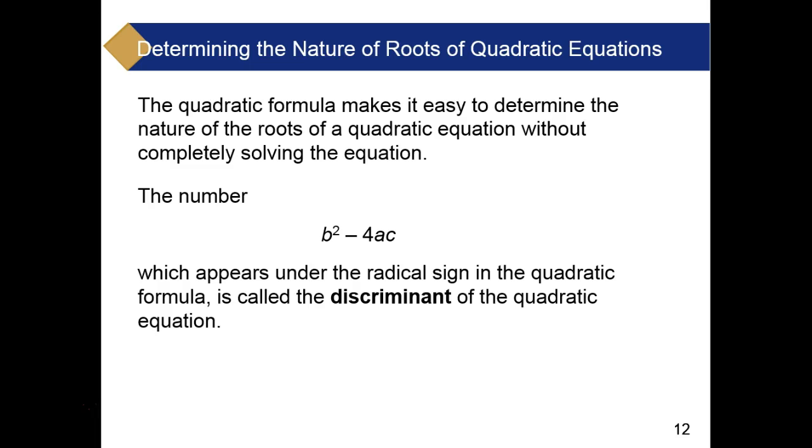The quadratic formula, can anyone tell me what it is now? X equals, or the variable equals what? Negative b plus or minus the square root of b squared minus 4ac, all divided by 2a. Okay, very good. Now, notice that radical there. The square root of b squared minus 4ac. That determines what kind of solution you get.